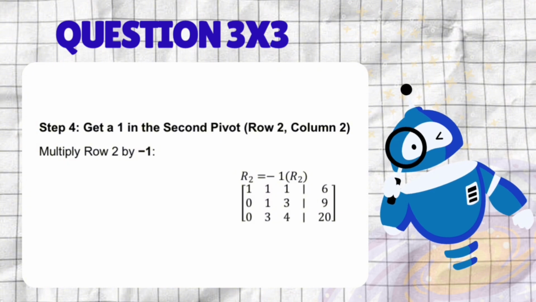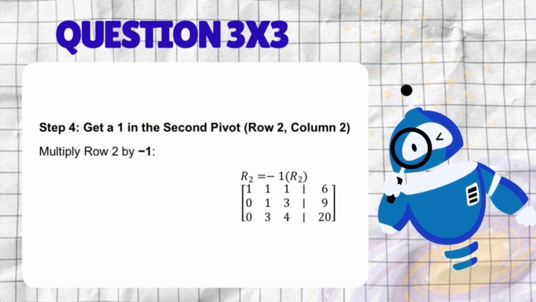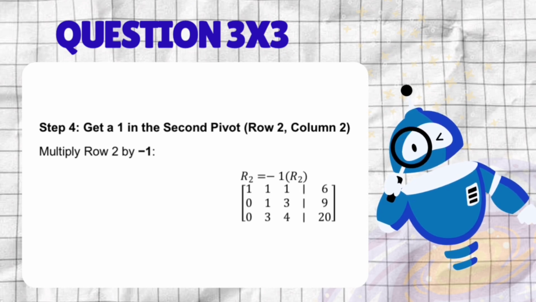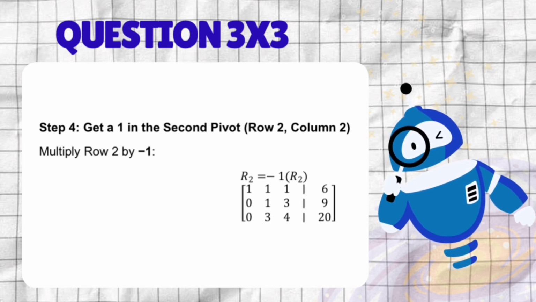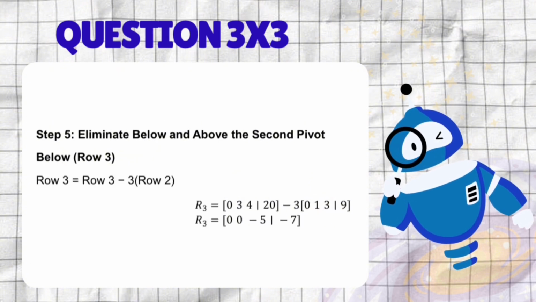To convert it into 1, we multiply the entire second row by -1. This gives us a new second row with values 0, 1, 3, and 9. Step 5. We eliminate below and above the second pivot.